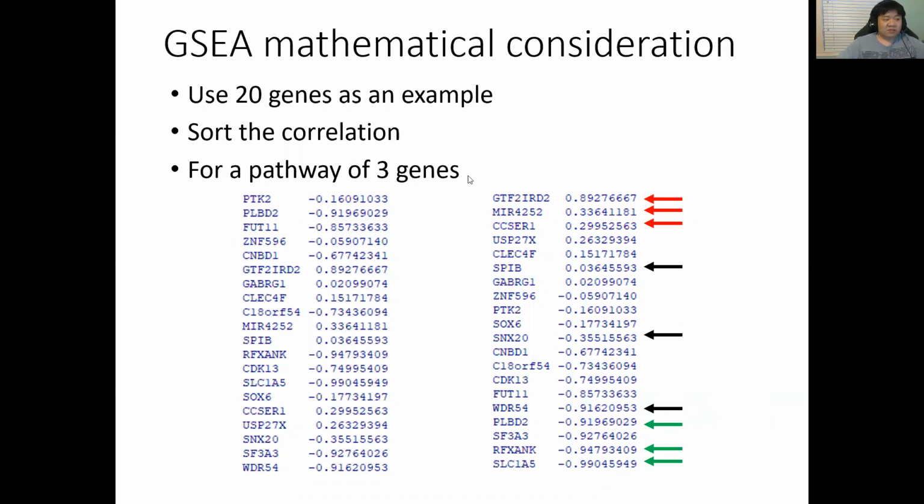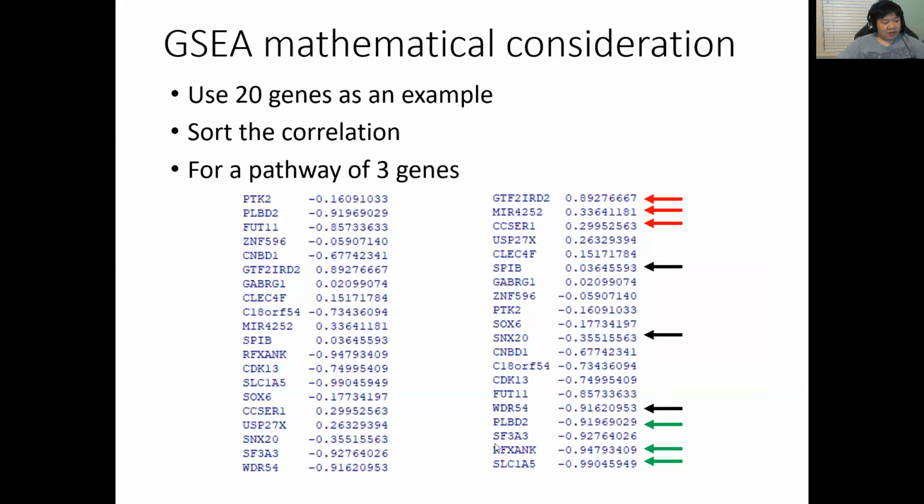For example, take a pathway of 3 genes: GTF2IRD2, MIR4252 and CCSER1. If we have the pathway of these 3 genes, we can say this pathway is definitely enriched by the upregulated genes, more upregulated genes in this data. Because you see, the genes from this pathway are all the top 3 positively correlated genes, positively correlated with the knockdown condition. That means this pathway is upregulated in knockdown versus control.